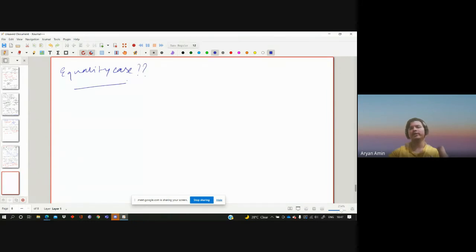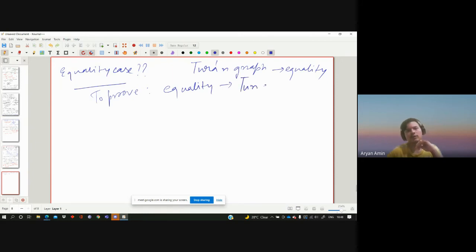So what we did was we proved that Turan graph implies equality. Now we need to prove that equality implies Turan graph. So this is kind of simple. I'll leave out the details.